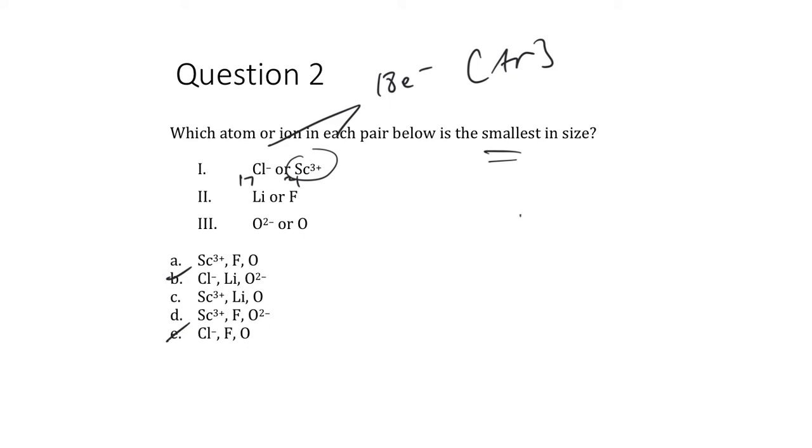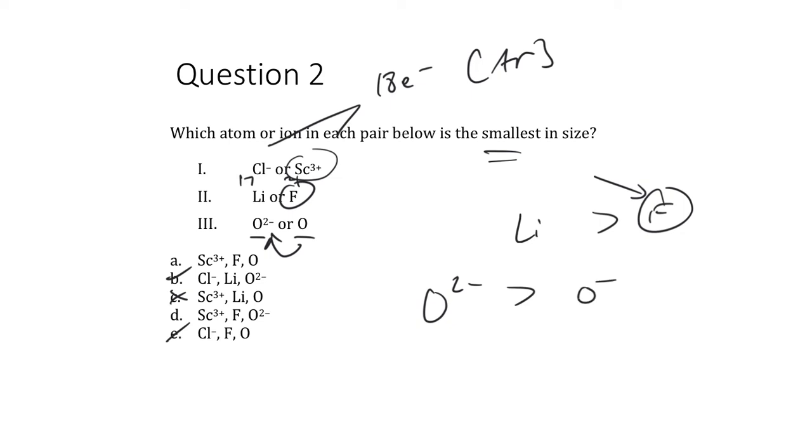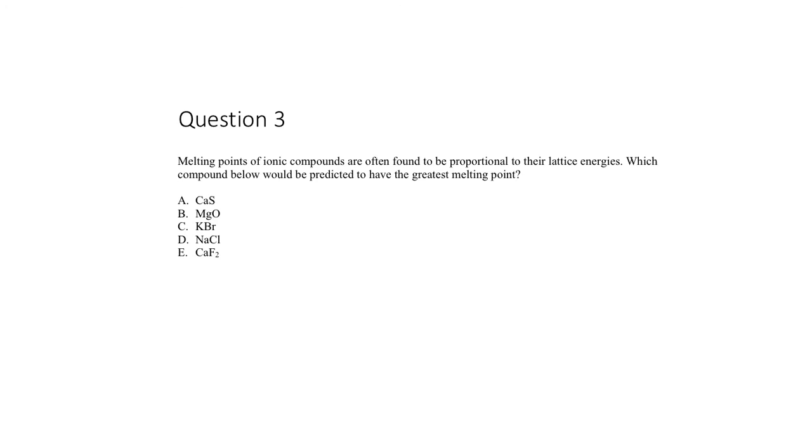And then Li versus F. Li is bigger than F, since size decreases left to right, so fluorine is smaller. And then O2- versus O: adding electrons to an atom makes the anion bigger. O2- is bigger than O-, which is bigger than O, so O is the smaller ion compared to oxide. So just O. Looks like answer A.